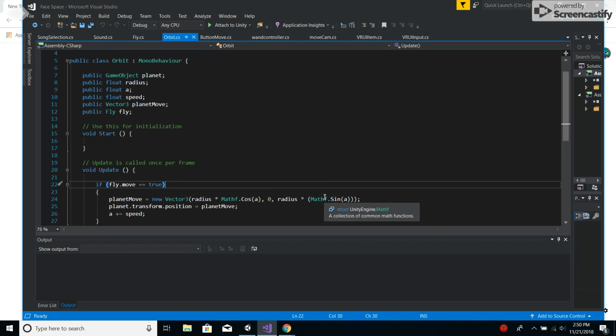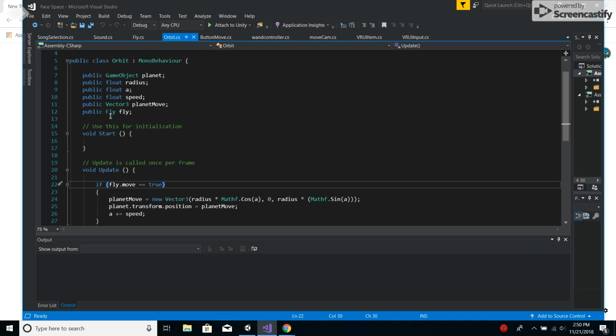So once I knew that, all I had to do was put that into code. I said, okay, let's make an object called planet that I can change to be whatever planet, a variable called radius, which I can change to be whatever the distance between that planet and the sun is, a variable called a, which is just going to be my angle, a variable called speed, which is going to be the planet's velocity, and then a vector called planet move, which I'm going to define as that planet's position using the other variables.